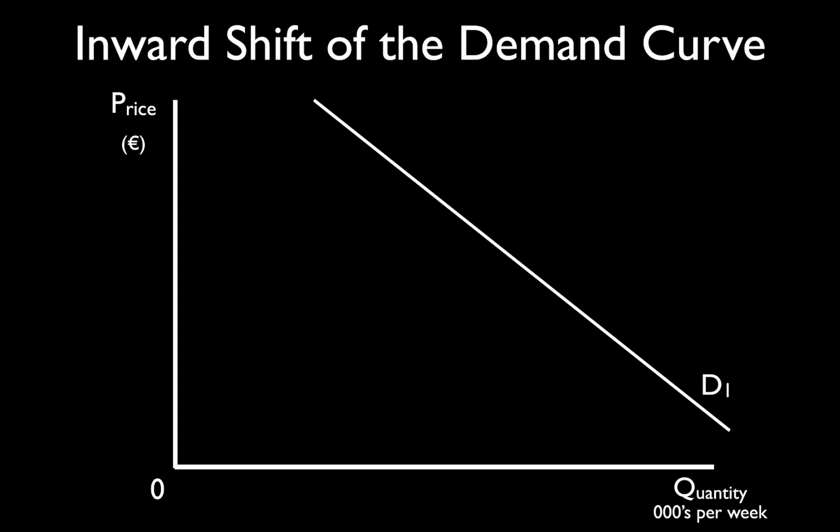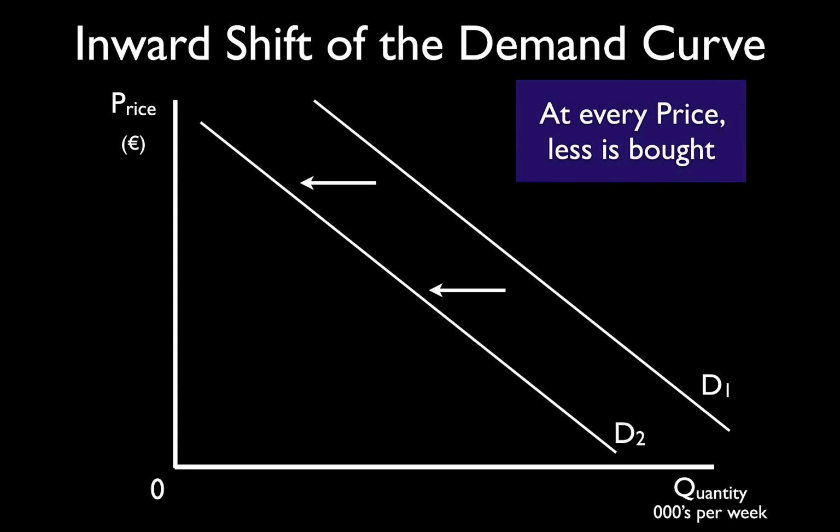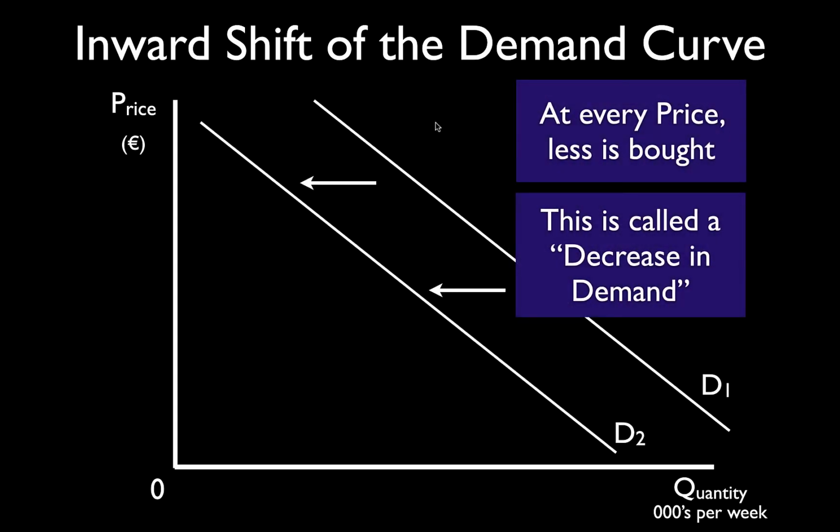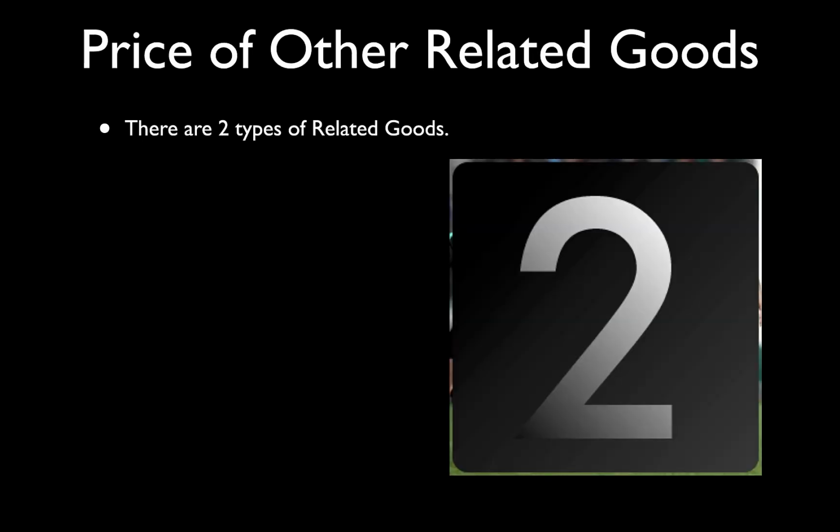On the other hand, if one of those 6 non-price determinants changes in the opposite way than it did in the previous slide, we will have an inward shift of the demand curve. Don't forget to be labeling your demand curves: title, price, currency, origin, quantity, units per time period. And that means that at every price less is bought, and this is called a decrease in demand.